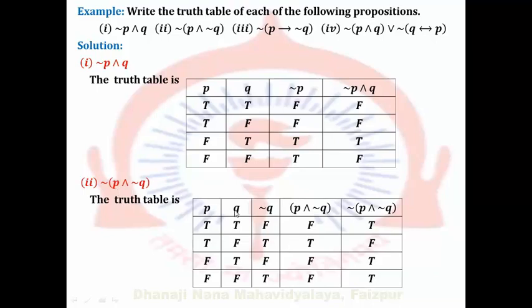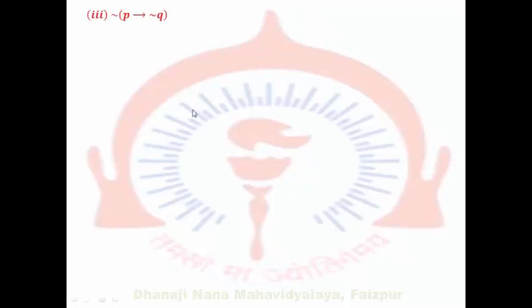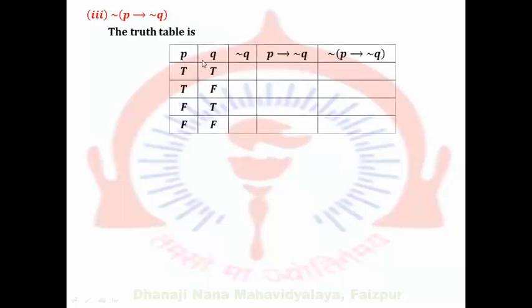Now the third example, that is negation of P implies negation Q. Again there are four possibilities, so the truth table is of this type. We have the column of P, the column of Q, then the column of negation Q, then the column of P implies negation Q, and lastly the column of not P implies not Q. So negation of Q is nothing but this column, that is F, T, F, T. This is the column for negation of Q.